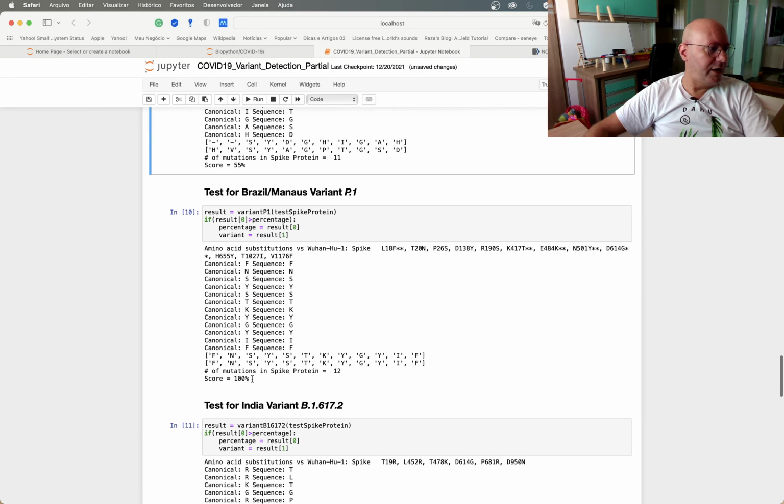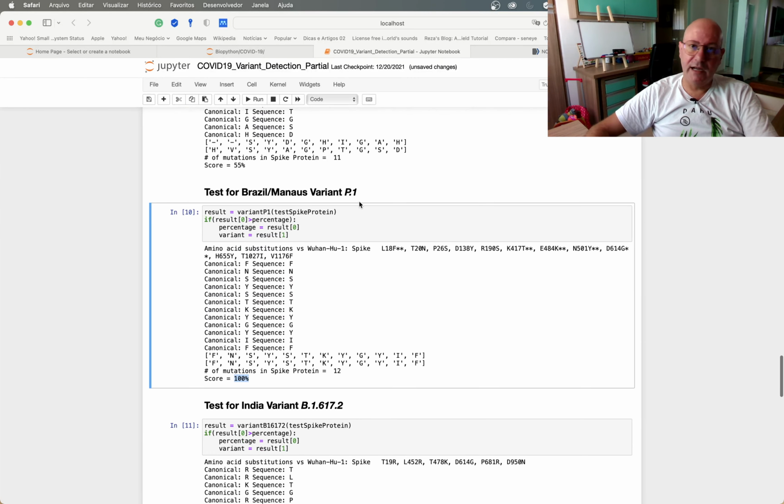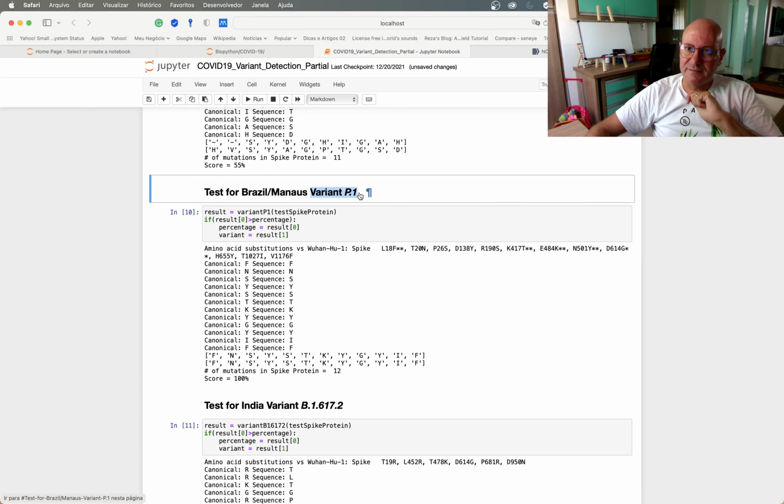Oh, I got 100%. So that's the Manaus, Brazil P1. All of this is from 2022, this year, right? That means this variant is still present, so we need to get vaccinated. That one was the one that caused a lot of problems in Brazil during 2021, which was known worldwide.